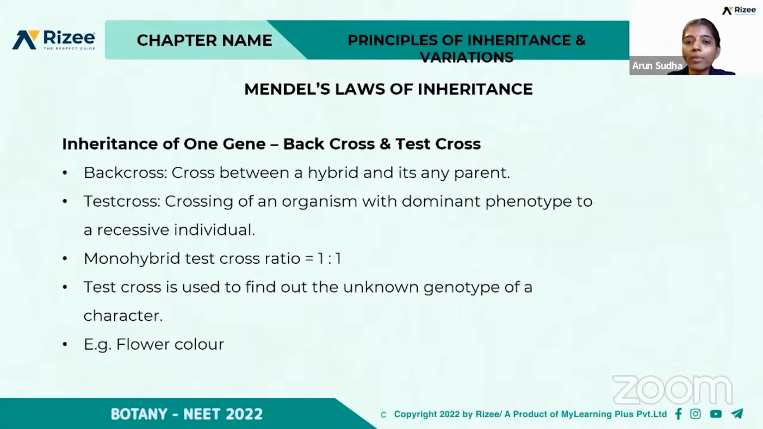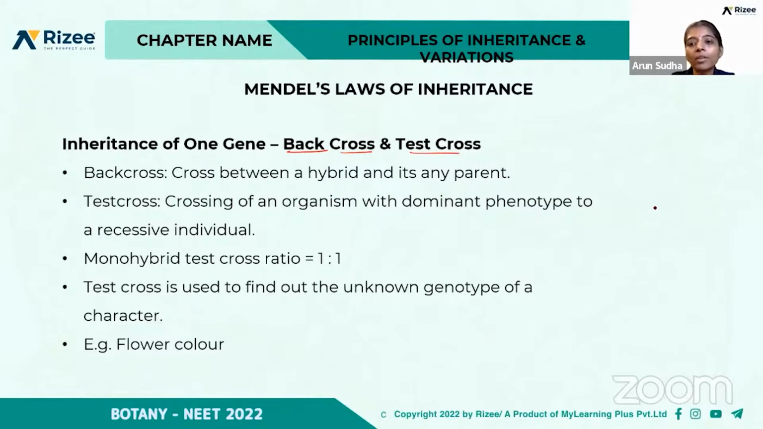So what do we mean by back cross and test cross? We saw that, as a result of the mathematical explanations, we cannot find out whether a plant is a homozygous tall or a heterozygous tall. That can be found out by means of a test cross. So what is a test cross? It is the crossing of an organism with dominant phenotype to a recessive individual.